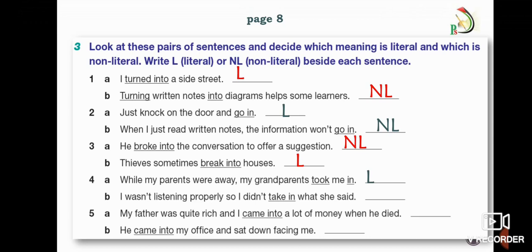Literal. I wasn't listening properly, so I didn't take in what she said. Non-literal. My father was quite rich and I came into a lot of money when he died. I told you about the property and wealth that you receive from a dead relative. So that means non-literal. He came into my office and sat down facing me. So he did it physically. So this is literal. These are the literal and non-literal meanings of the phrases.